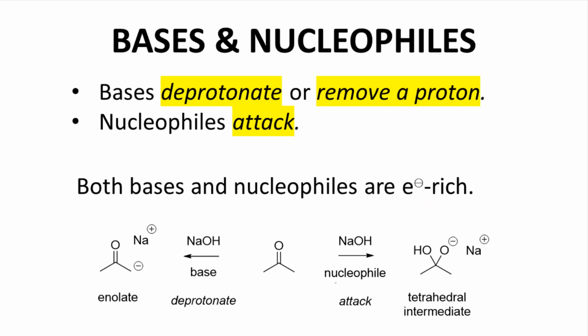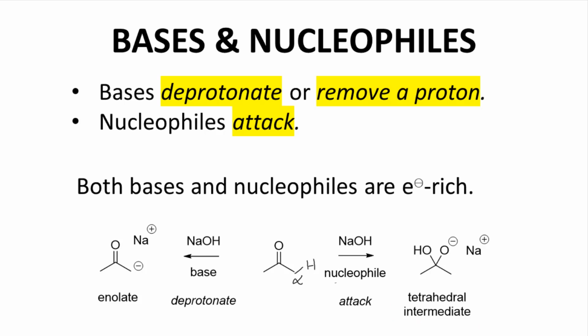Here's an example. NaOH can react as a base with a ketone. NaOH can deprotonate, the verb for a base, the alpha carbon and make an enolate. NaOH can also react as a nucleophile with a ketone. NaOH can attack, the verb for a nucleophile, the carbonyl carbon and form a tetrahedral intermediate. Often a key aspect of using bases in organic chemistry is the proper selection of a base that behaves predominantly as a base and not a nucleophile in a particular reaction.